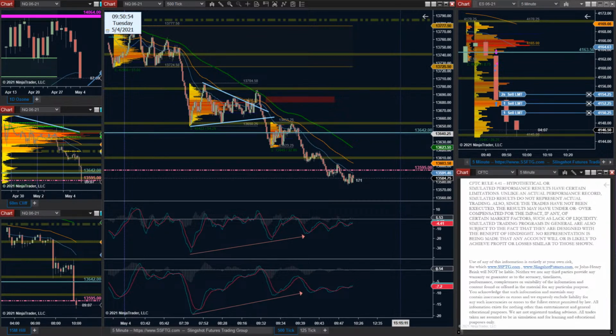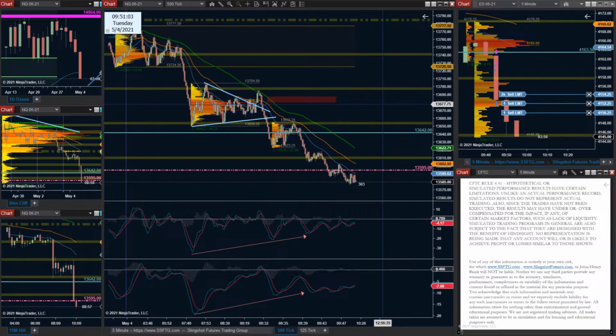Will the factory orders at 10 o'clock have an impact on the NASDAQ? Probably. It's medium, but given that there's nothing else, I mean, sure. It's better than nothing.